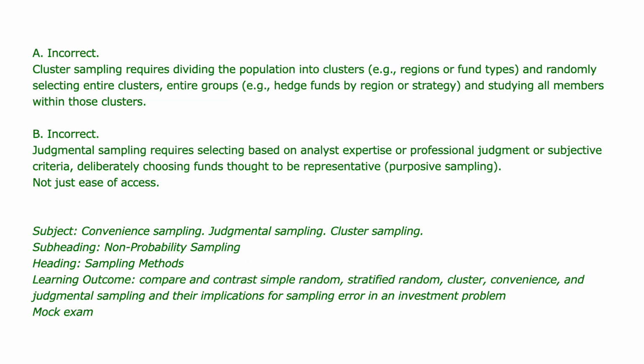A. Cluster sampling requires dividing the population into clusters, for example, by region or fund type, and then randomly selecting entire clusters. This is not what the analyst did. B. Judgmental sampling requires deliberate selection based on expertise or professional judgment. The analyst did not apply judgment. She simply used what was readily available.